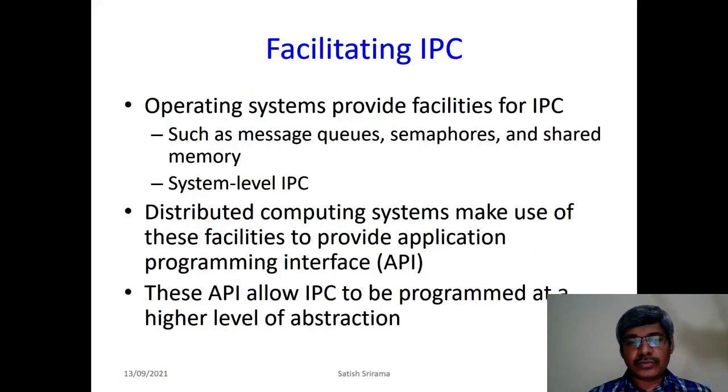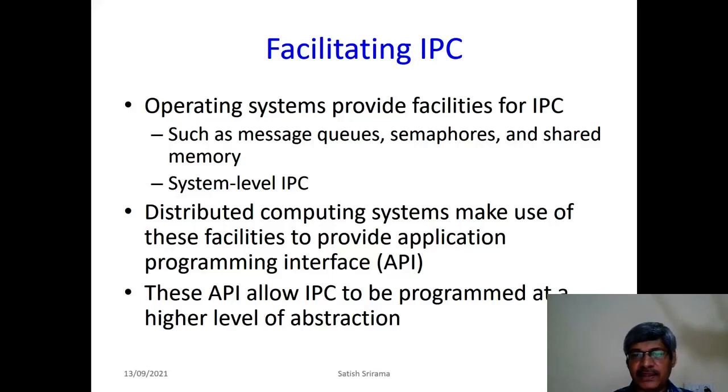This sort of inter-process communication is facilitated by the operating system itself. Operating systems provide some facilities for it. Well-known examples are message queues, which operating systems provide so that processes can communicate. We can also use semaphores. While discussing threads, we needed to achieve mutual exclusion between threads, and this is achieved by semaphores. So you can also achieve inter-process communication through them, and also through shared memory.